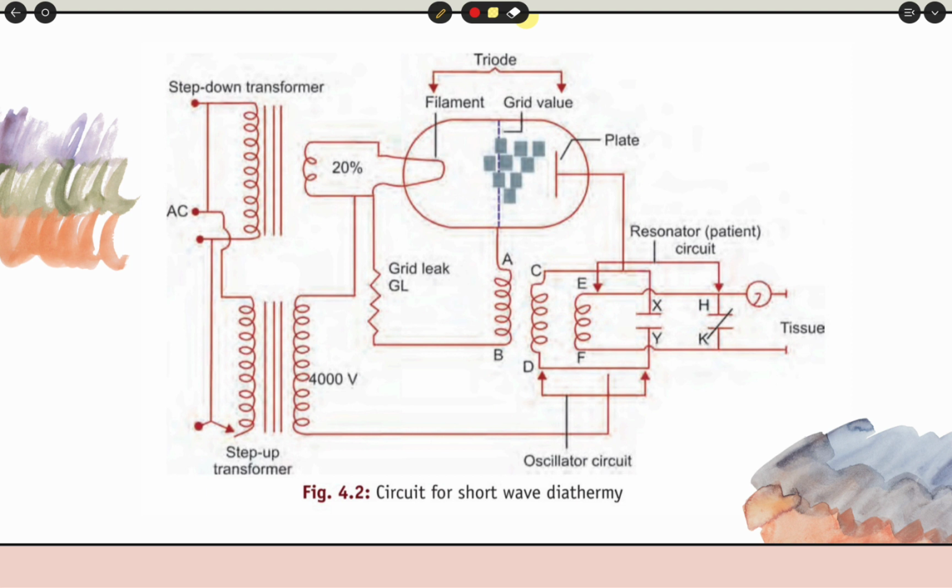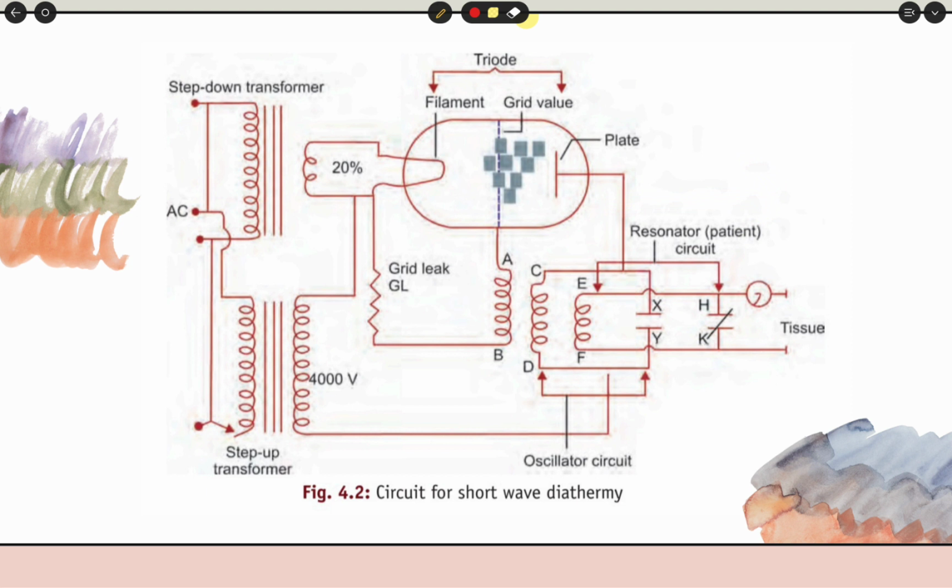It starts with tuning. So what does tuning do? Tuning refers to adjusting the machine settings to ensure maximum energy transfer to the patient while minimizing the energy loss. Proper tuning ensures effective heating of the tissues and prevents any discomfort or burns. So the main purpose is to match the frequency of the SWD circuit to the patient's body impedance, and to achieve optimal resonance for efficient energy transfer.